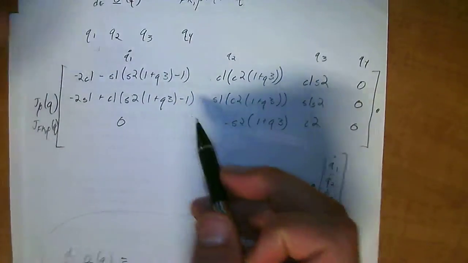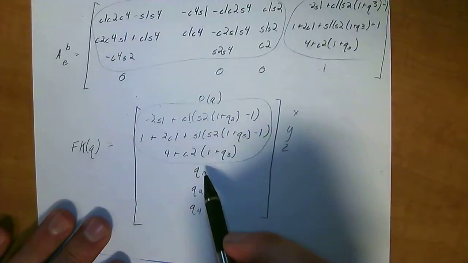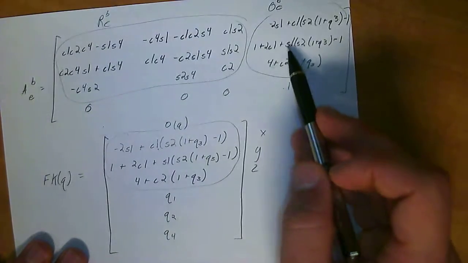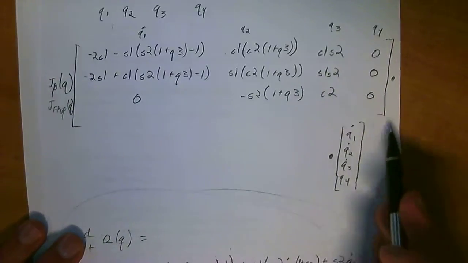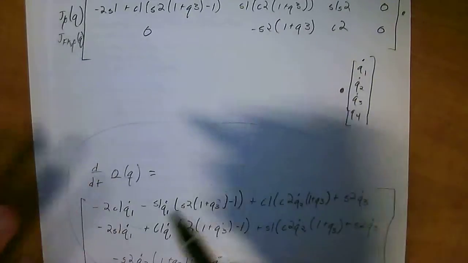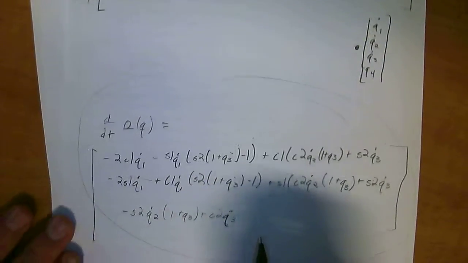So you just take the Jacobian of the O part of your forward kinematic matrix, or the O part of your A homogeneous matrix, and then you multiply it by the vector of Q dot. And that is all you have to do to get the analytic Jacobian.